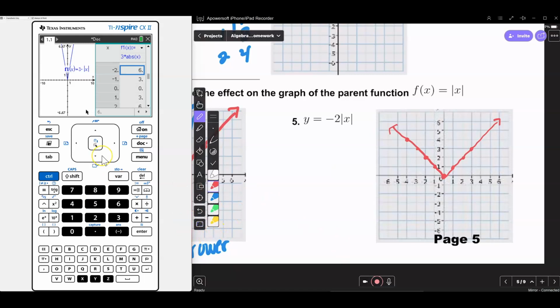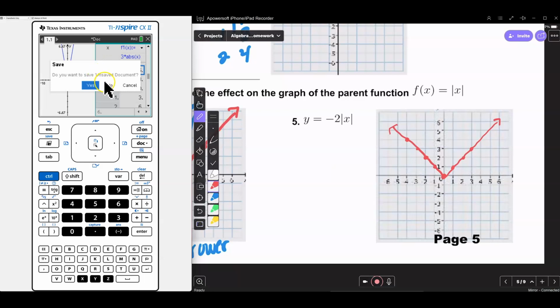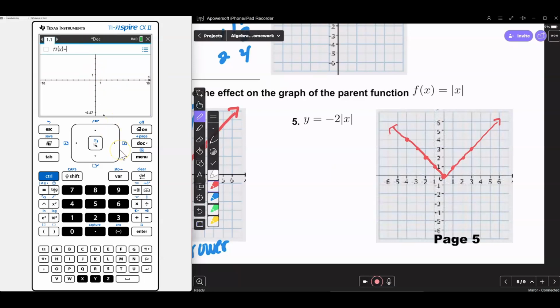So now what we're going to do is we're going to go ahead and graph this function here. So we're going to go to our menu, go ahead and go to new. Don't save this information. Go to graphs, and you're going to type in negative 2, and then of course you can go to the absolute value of x. Press enter. You notice that that negative does something to the graph. Yes, a negative will reflect it, and then that 2 is going to make it narrower.